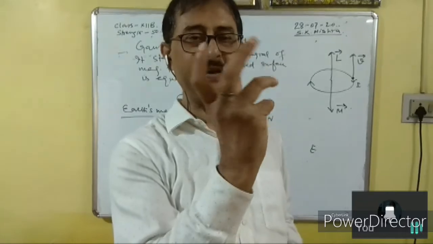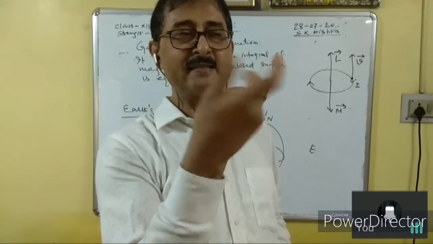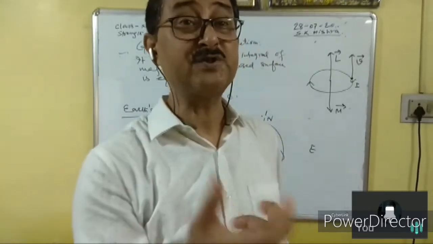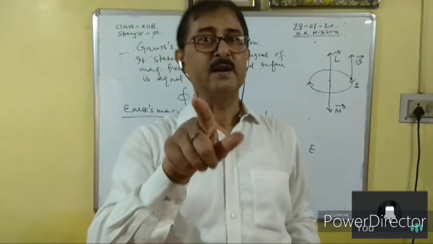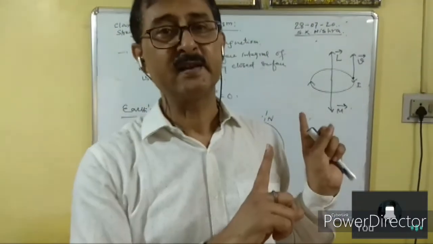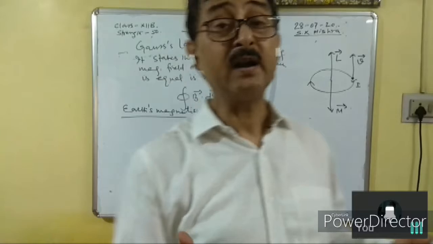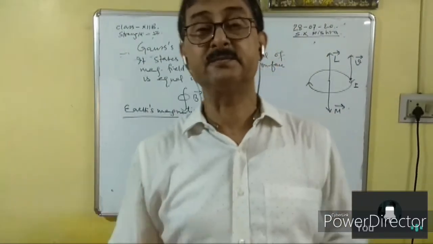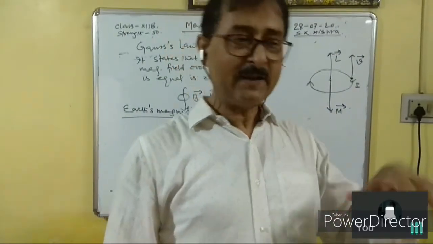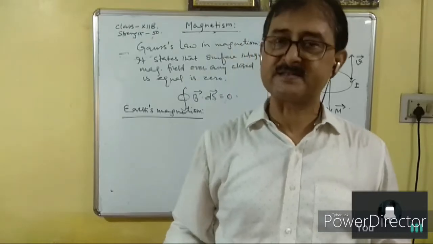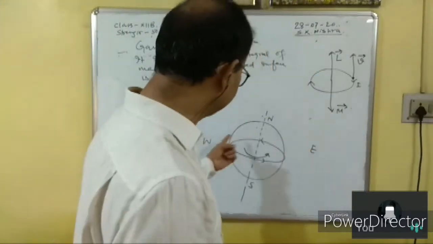Earlier people thought that there must be a bar magnet inside this one. Then only north and south poles will be there, and then one side will be north pole, the other side will be south pole. But at the same time, the contradiction arises.